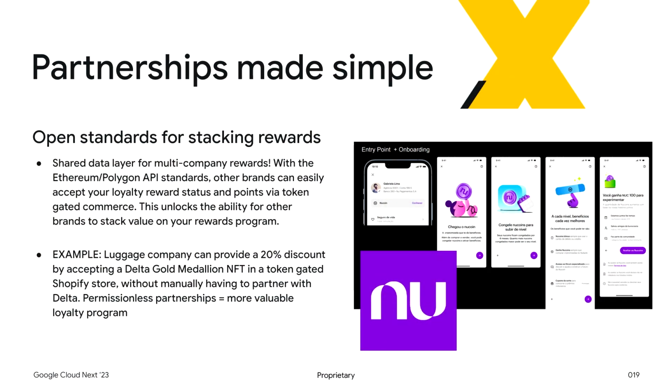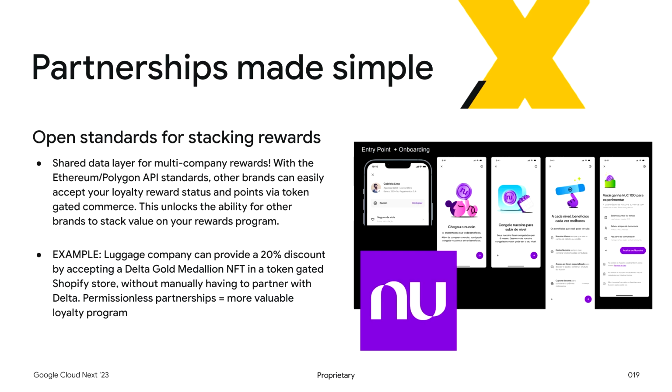So let's talk about an open standard for stacking rewards. When you have a shared data layer, Polygon, Ethereum, a blockchain, where you can actually have your rewards on chain, it makes partnerships simple and permissionless. So you can have multiplayer commerce now. So let's give you an example. Let's say you have diamond medallion status on Delta Airlines, and it's represented as an NFT on the blockchain.